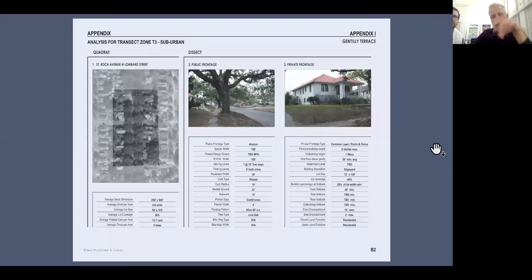Okay. Now this is a very easy way to write a code. You identify an ideal condition. In this case, it's T3 suburban for a part of, I don't know what city. Oh, Gentilly in New Orleans. And you basically take a quadrat and a dissect. I don't have time to go into this, but these are two environmental analytical systems.